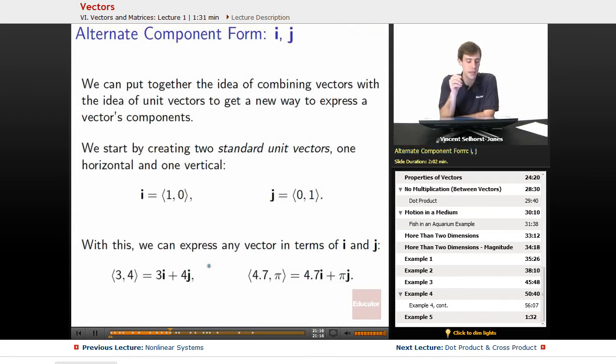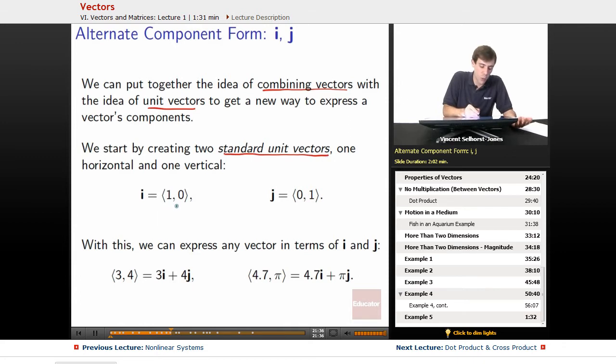All right, now that we've got these two ideas, we can put together the idea of combining vectors with the idea of unit vectors to get a new way to express a vector's components. We start by creating two standard unit vectors, which is really just a fancy way of saying things that sort of make sense and are kind of fundamental. One horizontal, one vertical. So i, bold i, equals 1, 0. So it is a unit vector that is purely horizontal, and j, which is 0, 1, a unit vector that is purely vertical, right? This one is just 1 unit long that way, and this one is just 1 unit long that way, purely vertical. And that's what we're seeing there.